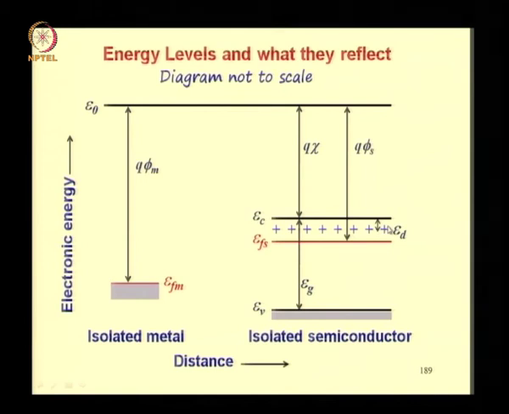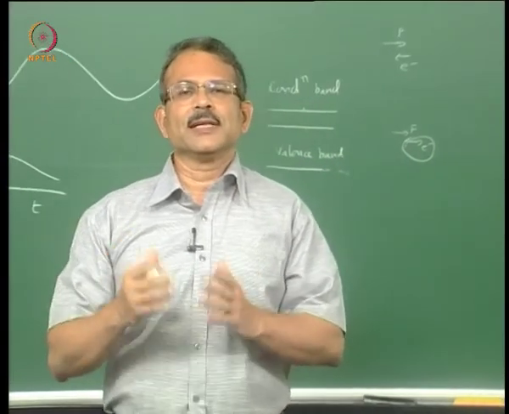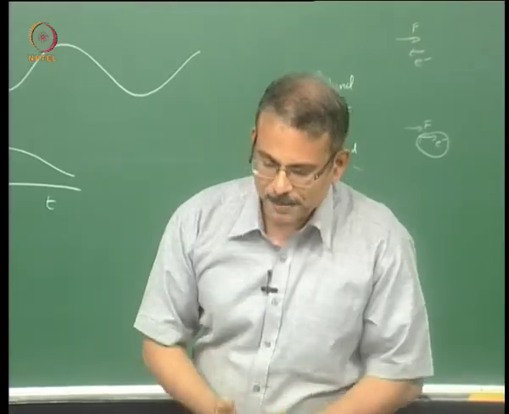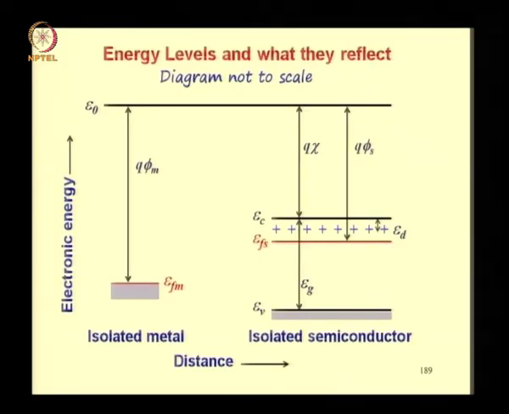Let us look at the donor level in the semiconductor. It is located close to the conduction band edge. We are talking about those donors which change the resistivity, that is the shallow donors. You can have a donor level far away from the conduction band edge also, but we are talking about donors which modify the resistivity, therefore the donor level is close to the conduction band edge. Similarly, the acceptor level which changes resistivity is shown close to the valence band edge.